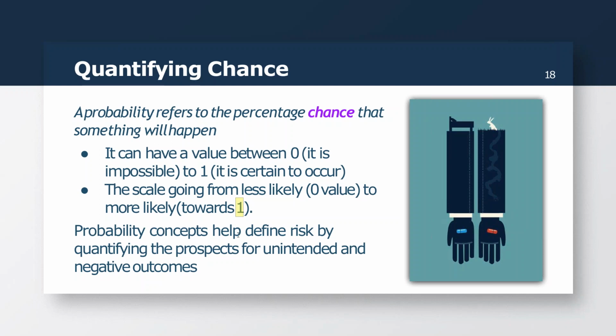So probability helps define risk by quantifying the prospects for unintended and negative outcomes. So basically, it'll help you understand what may happen. And this is basically used to avoid risks as much as possible.